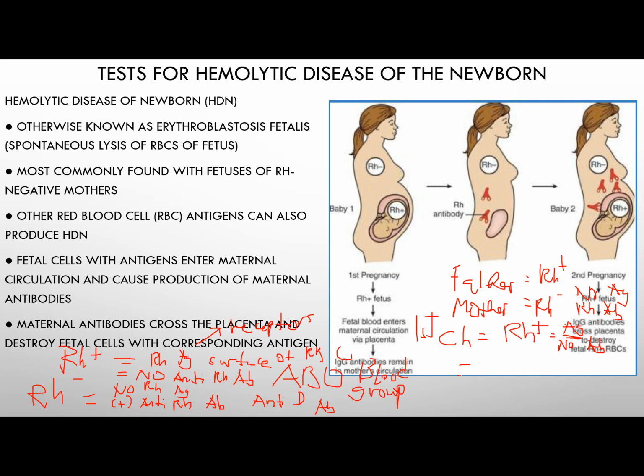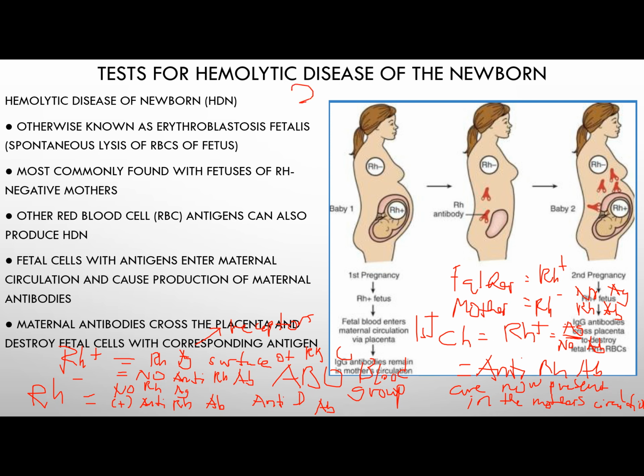And because of that, class, anti-Rh antibodies are now present in the mother's circulation. Now, si mother, class, binuntis ulit. So, after a few years, binuntis na ulit siya nung tatay. They now have their second child.